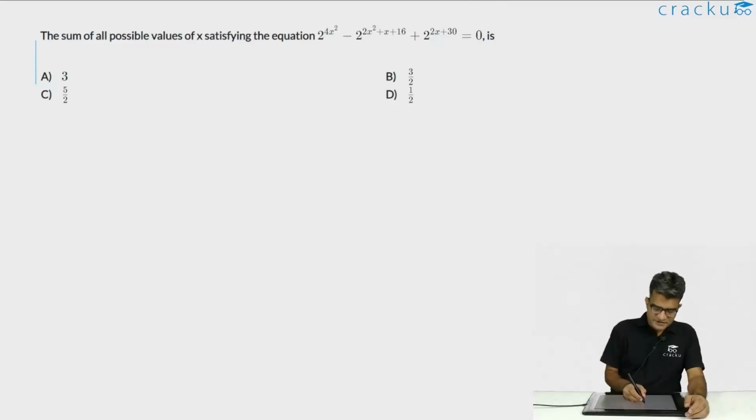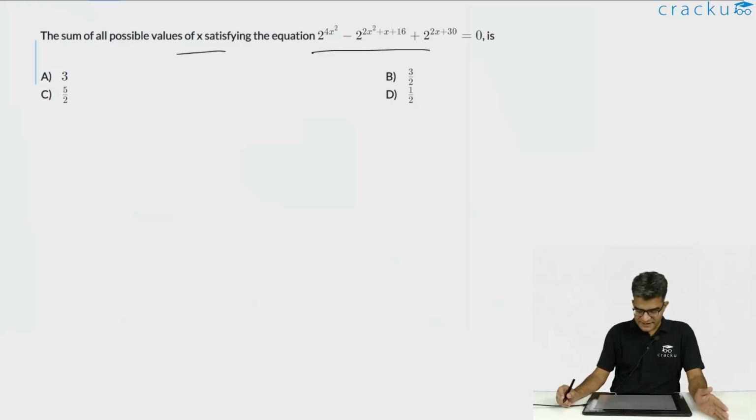In this question, we are asked to calculate the sum of all the values of x which satisfy the equation 2 to the power 4x square minus 2 to the power (x square plus x plus 16) plus 2 to the power (2x plus 30) is equal to 0. If you are looking at it, you should understand that we have to factorize this. Why should we factorize this? Because if you are looking at it, the middle term is 2 to the power (x square plus x plus 16). This is 2x plus 30, which is basically 2 times (x plus 15).